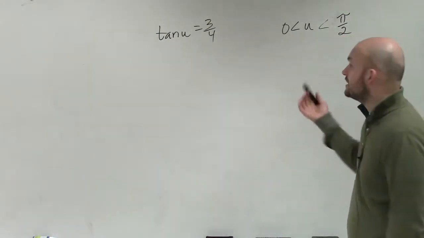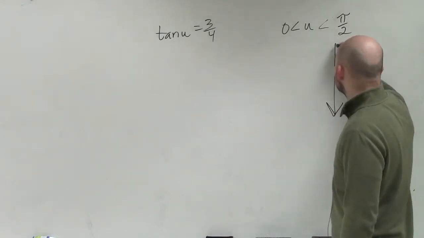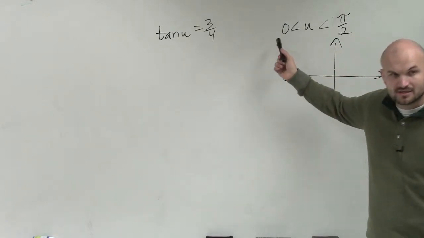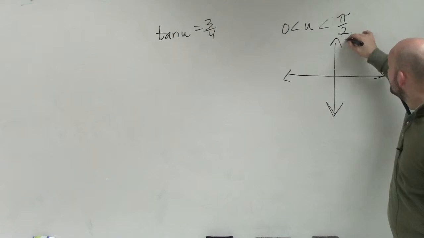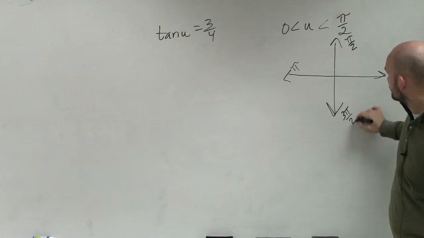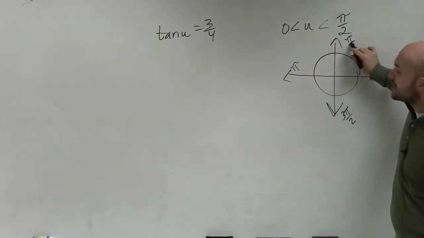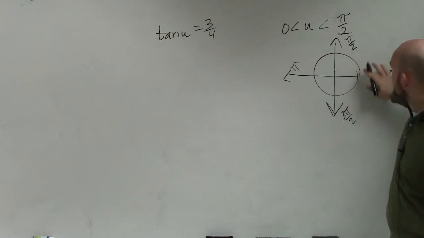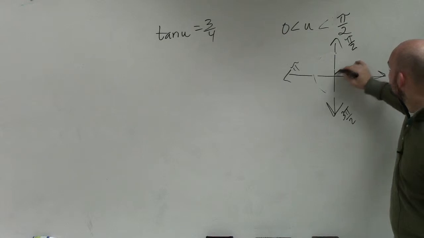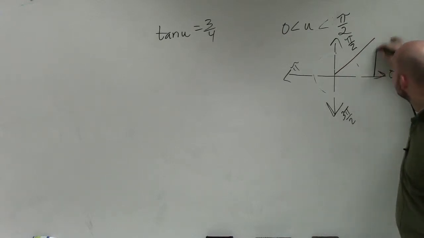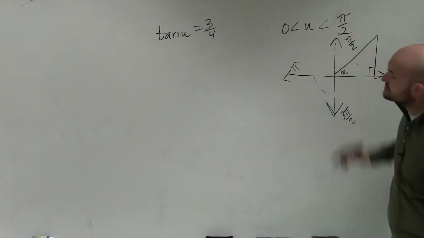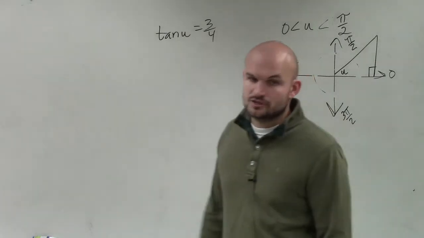So therefore, we have to create a triangle. But we can't just create any triangle we want to. We have to create a triangle that is dealing with the constraints. So the constraints say between 0 and pi halves, where that would be pi, and that would be 3 pi over 2, right? If you were to draw a little circle. So my triangle has to be between 0 and pi halves. So let's draw what that triangle would look like. Remember, when drawing triangles, they have to be perpendicular to the x-axis, and your angle has to be the central angle. Okay? That's when we're creating our triangles.